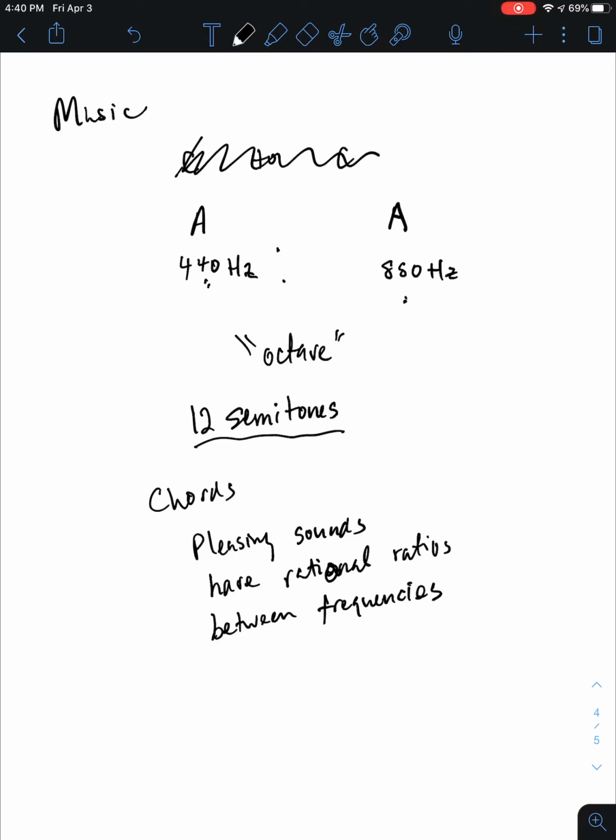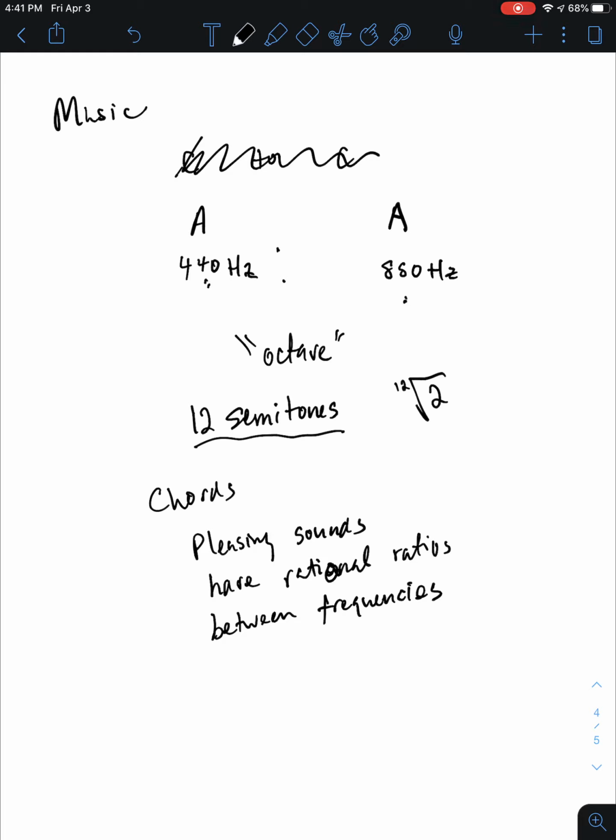12 semitones. Why 12? Well, if I divide this into 12 parts, I'm not dividing it evenly, and that doesn't sound right either. What we have to do is divide it by the 12th root of 2. When I'm talking about ratios, I'm talking about multiplication and division, not addition and subtraction.